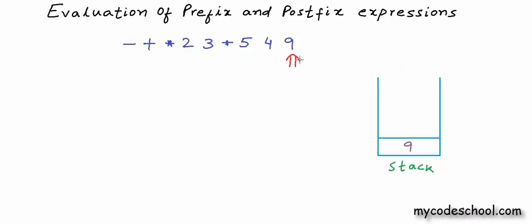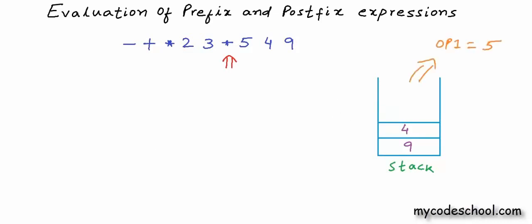And now we will go to the next entity on the left. It's 4. Once again we have an operand. It will go onto the stack. Now we have 5. 5 will also be pushed onto the stack. And now we have this multiplication operator. At this stage we need to pop 2 elements from the stack.